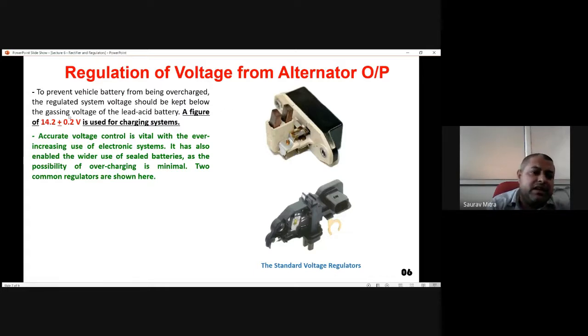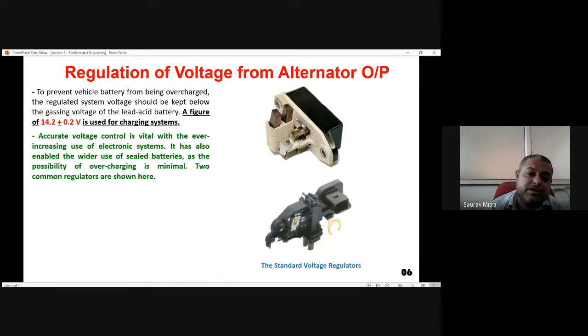So what is the charging voltage required? There's a very important figure. Remember 14.2 plus or minus 0.2 volt. So 14.2 is standard. Below 14.2 minus 0.2 means more voltage is required. So we are always trying to charge the two 12-volt batteries inside the car with the 14.2 volt supply received at the output of the rectifier from the alternator.